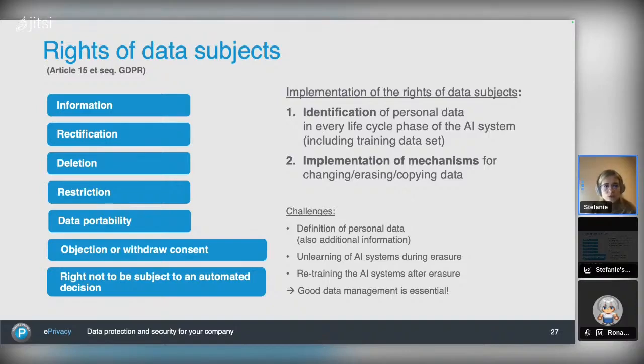And here, as mentioned before, we have challenges with exercising these data subject rights within AI systems, because first of all, the definition of personal data is so broad, and it's not only names and email addresses, but it can also be interests that are connected to an ID, and identification can be made by adding further information. So this is one big challenge, and the others are about unlearning of AI systems if we delete data, if we are even able to delete data from AI systems. And then, of course, how to ensure that AI systems can be retrained after we have deleted data.